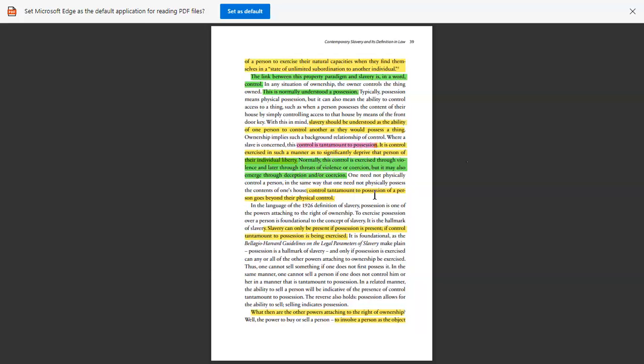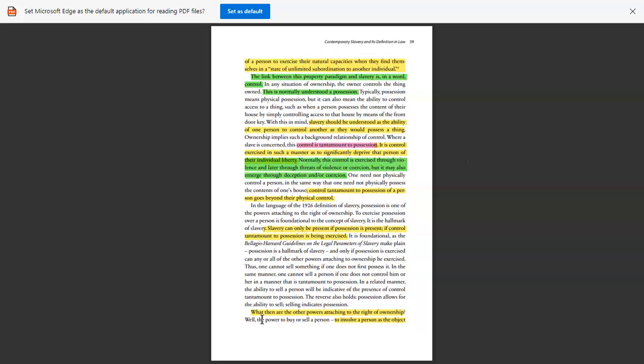So control tantamount to possession of a person goes beyond physical control. They don't just have to have your body. If they're working through deception or coercion or threats, that works as well. So slavery can only be present if possession is present, if control tantamount to possession is being exercised. You can look at that backwards: if control equal to possession, or possession through control, is present, then slavery is present. And that was basically part of what was worked out in those Bellagio Harvard guidelines.